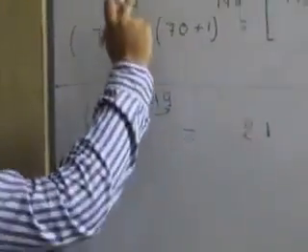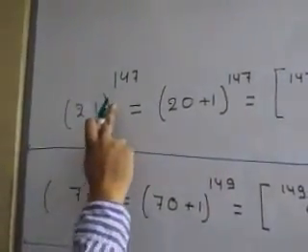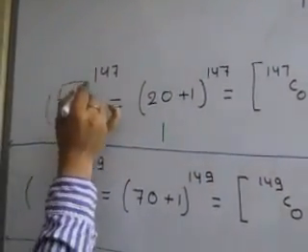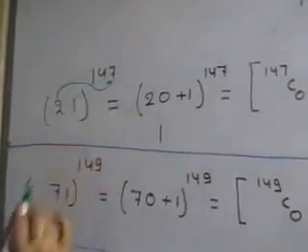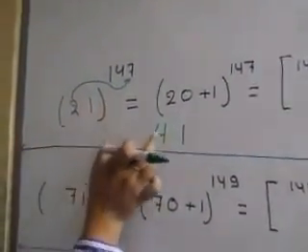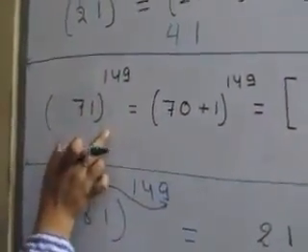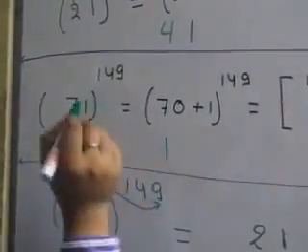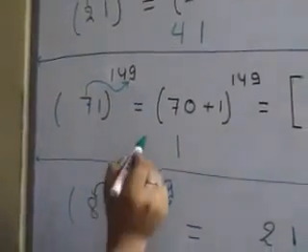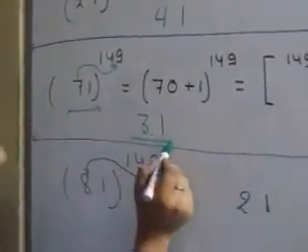The same logic we have applied here also. If you look at the first one that we discussed, 21 to the power 147, the last digit must be 1. The second last digit is the product of 2 and 7. That means 2 times 7 is 14, so 4 is the second last digit. So the last two digits of this expansion are equal to 41. Similarly, if we look at this one, 71 to the power 149, the last digit must be 1 and the second last digit is given by the product of 7 and 9. 7 times 9 is 63, hence 3 is the second last digit. So the last two digits of this particular term are equal to 31.